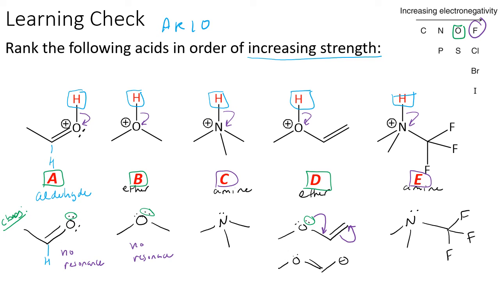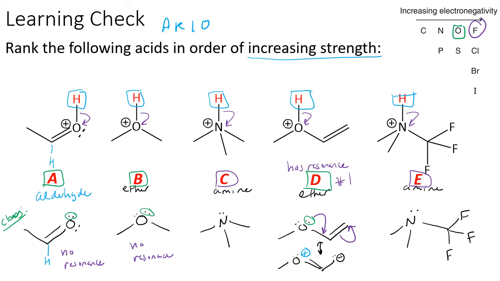We would now have a positive formal charge on that oxygen. Let me draw that a little bit better there. The lone pair of electrons on the carbon at the end. So we do have resonance for structure D. So that's going to tell us that this is going to be the most acidic. We can call this one number 1 right now.